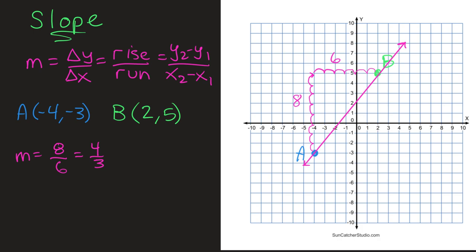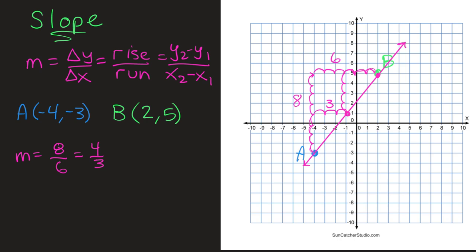I want to show you that's also the same thing as going up 4 and over 3. Up 4, so 1, 2, 3, 4, and then over 1, 2, 3. When I do that, I'm on the line still. So that shows that these fractions are equal because it ends up being the same slope.